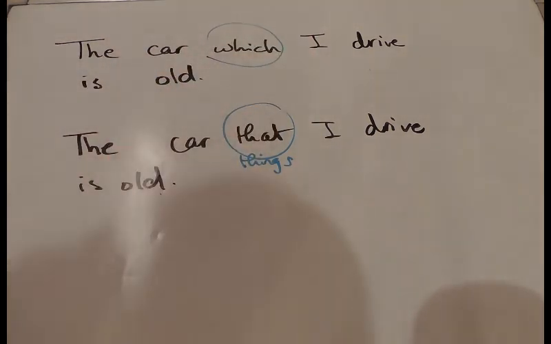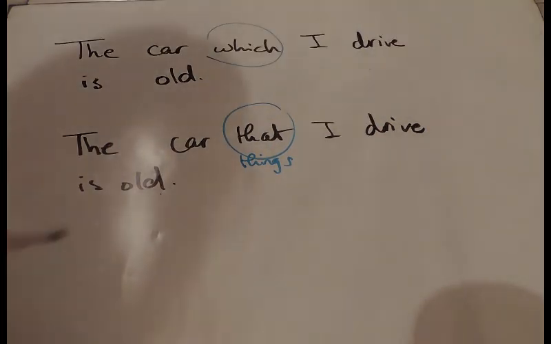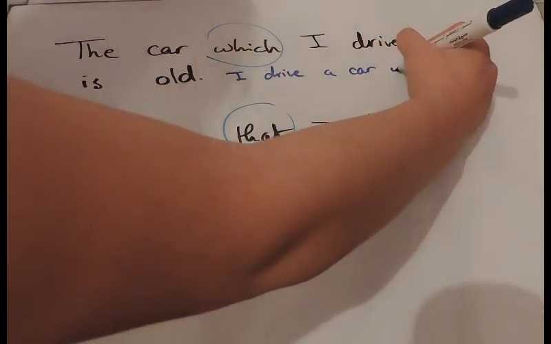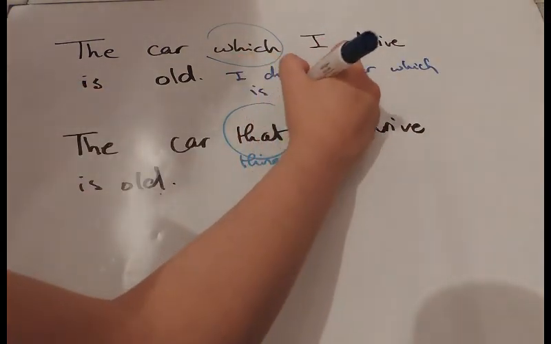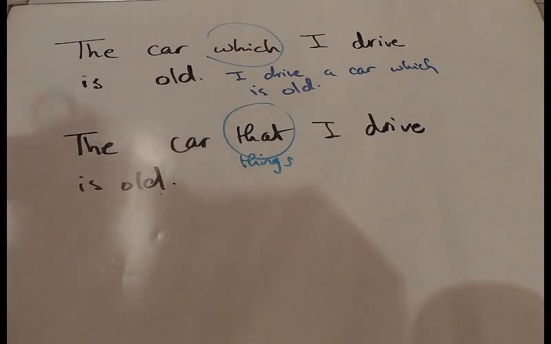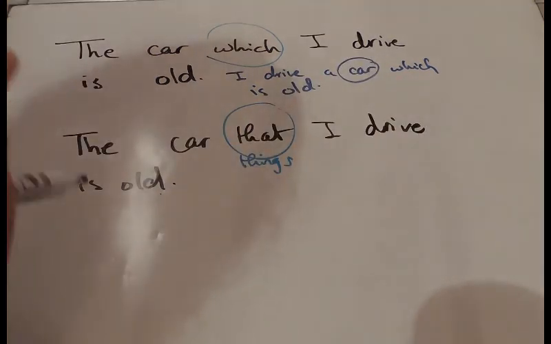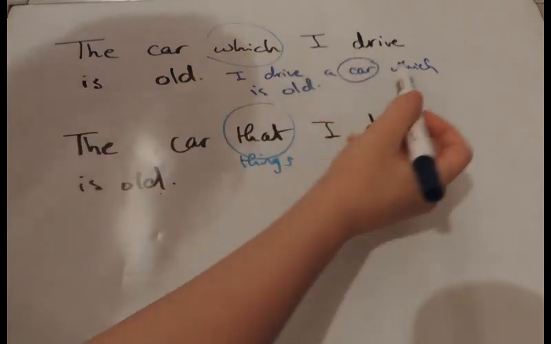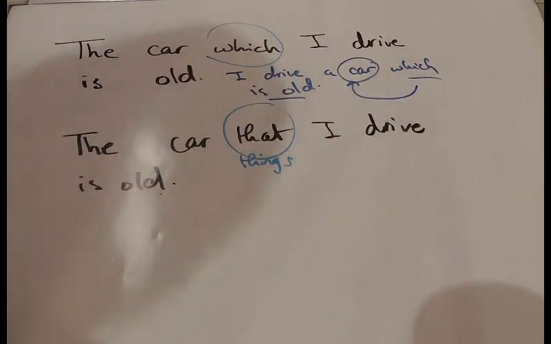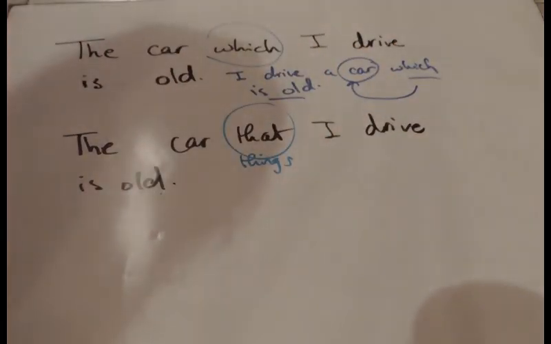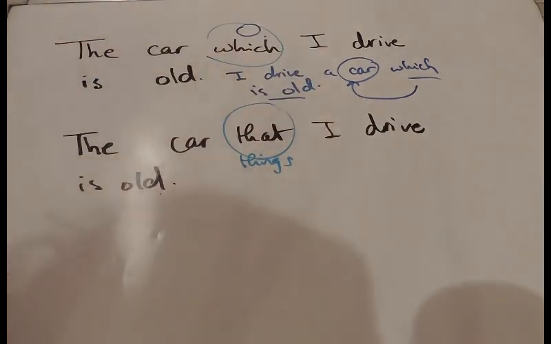I'm going to rephrase the sentence just to show you. I drive a car which is old. Okay, so I rewrote the sentence. Car here is the thing I want to relate to. Alright, I want to relate that which is old to car. And since car comes after an action verb, it is object. So which here is object.